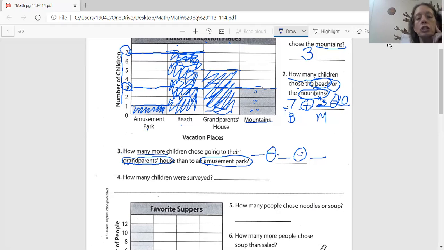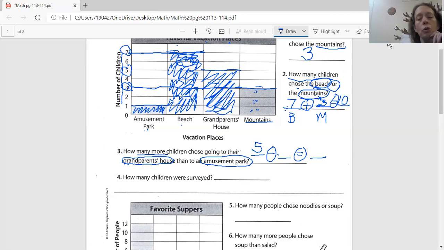So first of all, we need to find out how many chose grandparents' house. So I look up here at the word grandparents' house. I find it, here it is, grandparents' house. All the way up to grandparents' house to the lid, there's the top. Trace that line all the way over. I find my answer is 5. So I've got 5 people who chose grandparents' house. But that's not enough. That's not my answer because it asked me to do a math problem here.